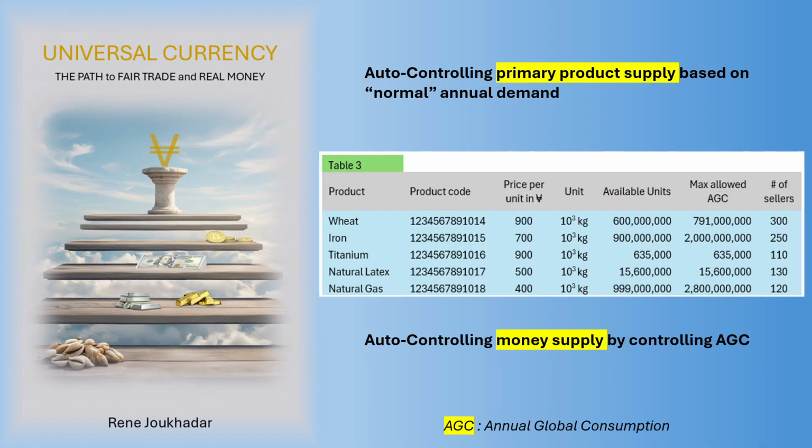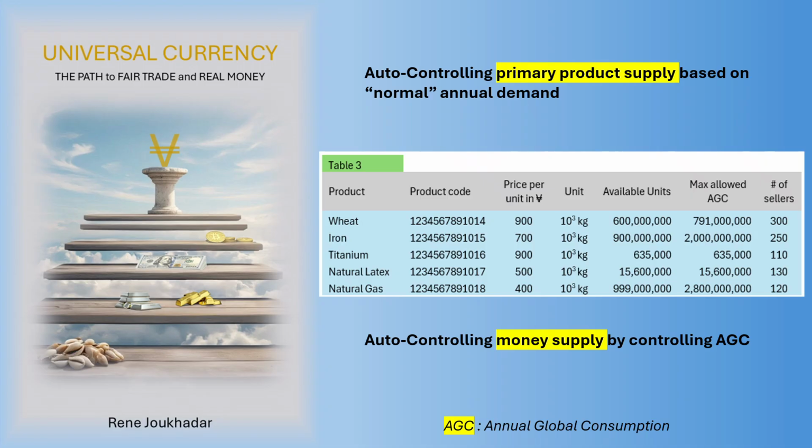So how much of each primary product will the SOV accept? How will the EIT or EAT be initiated? Well, it's simple. Just find out what is the normal annual demand for the primary product. But what is normal? For the time being, we will say that normal is the actual current annual consumption. This table shows close enough numbers to the real current annual consumption.